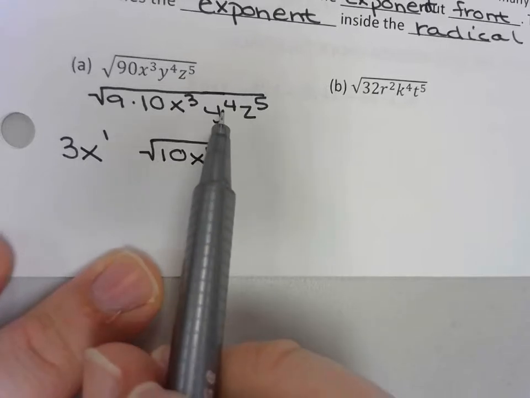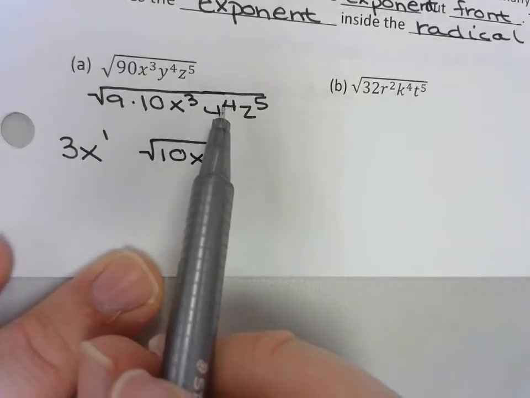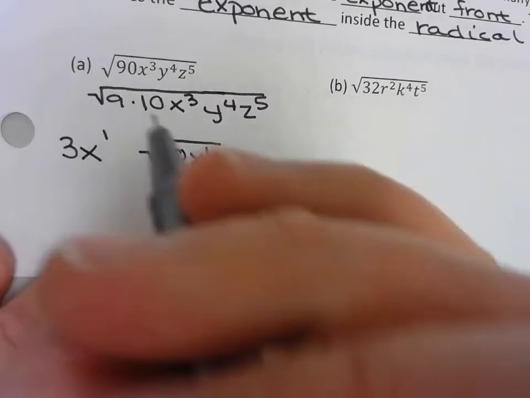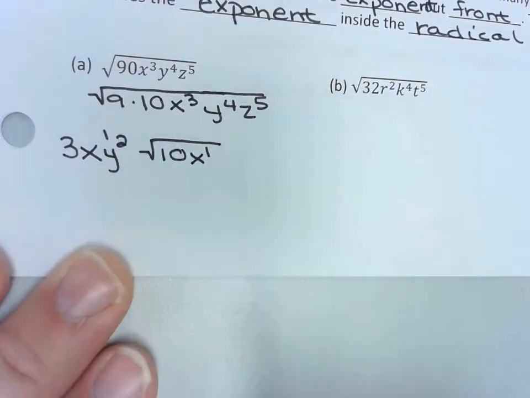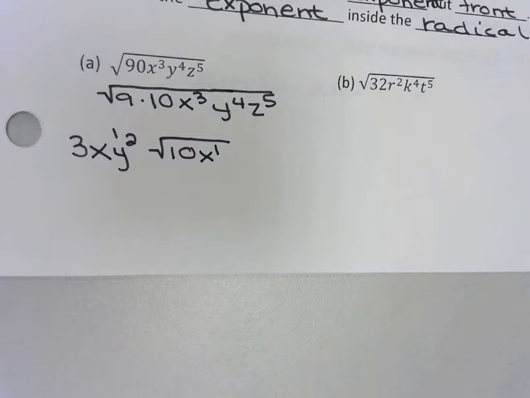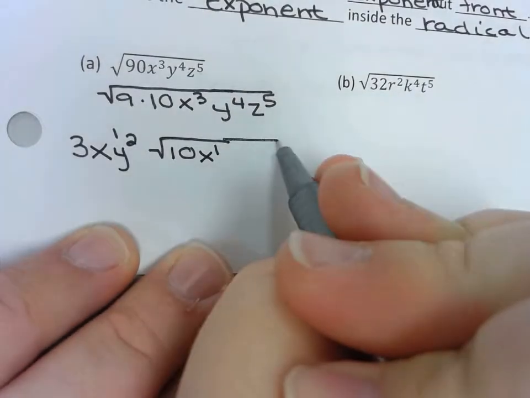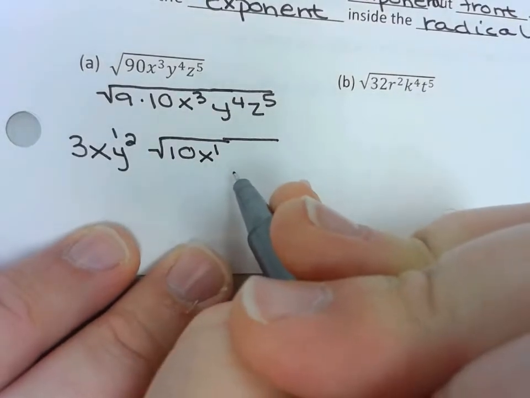Now let's look at my y. We're going to take the exponent, divide by 2. 4 divided by 2. How many whole times does 2 go into 4? 2. So that is the exponent out front. And what is my remainder? If I take 4 divided by 2, do I have any remainder? Is there anything left? No. So since I don't have a remainder, there is no exponent on the y inside here, because the remainder is 0.